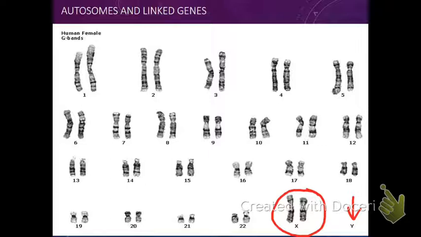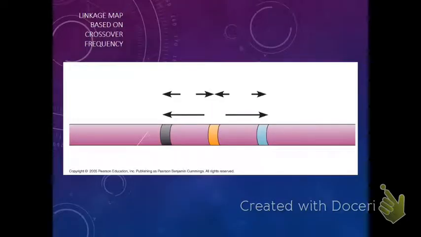Now, when it mentions there about linked genes, these are genes that are usually inherited together as a unit because they're found on the same chromosome and they're found really close together. So they're usually going to be on the autosomes, numbers 1 through 22. I want you to write out an example on your notes, beside where you have linked genes.